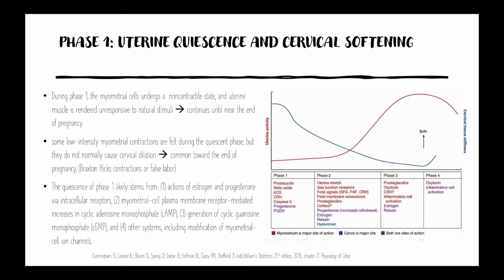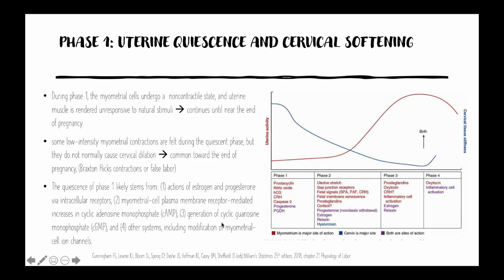So during phase 1, the myometrial cells undergo a non-contractile state, and uterine muscle is rendered unresponsive to natural stimuli, and this continues until near the end of pregnancy. Now, some low-intensity myometrial contractions are felt during the quiescent phase, but they do not normally cause cervical dilatation, and this is common towards the end of pregnancy. This is what we call the Braxton-Hicks contraction or the false labor contractions.